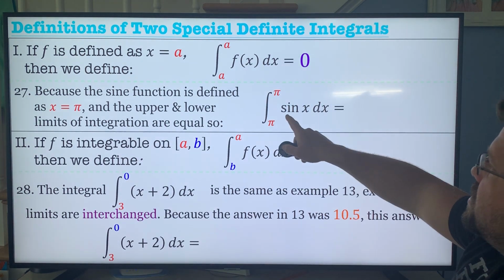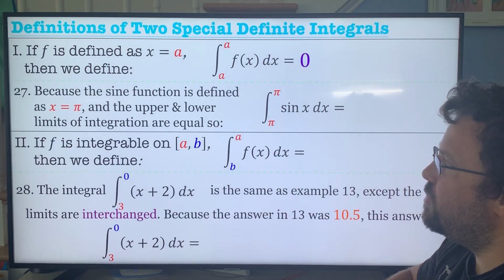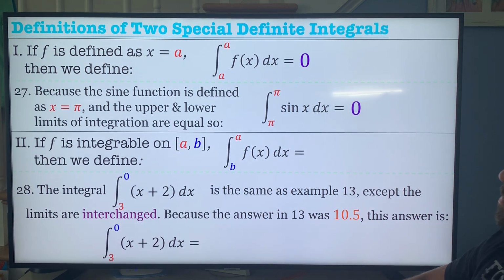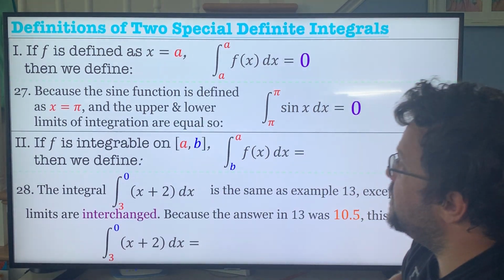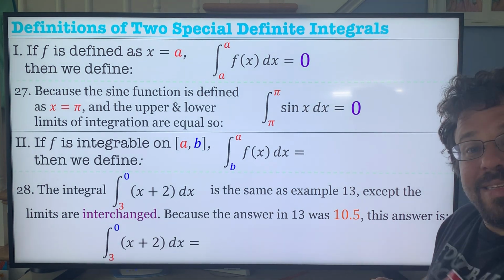It's kind of stupid. So if I was going to find the integral of sine x dx from pi to pi, my answer would be 0. Because the sine function is defined at x equals pi and the upper and lower limits are equal. Anytime your upper and lower limits are equal, the answer is 0.